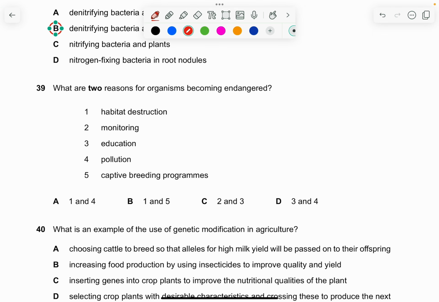Question 39. What are two reasons for organisms becoming endangered? So one of them is habitat destruction. Monitoring, education is not. Pollution, yes. And captive breeding program is also not. The rest, which are monitoring, education and captive breeding programs, help to prevent endangerment of species. So the answer is A.